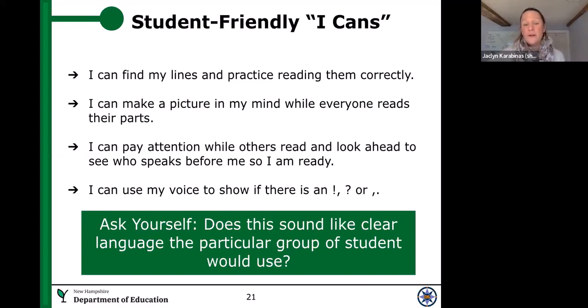I think about the fluency with punctuation, and this is really knowing your character. So helping to use your voice to show the punctuation.